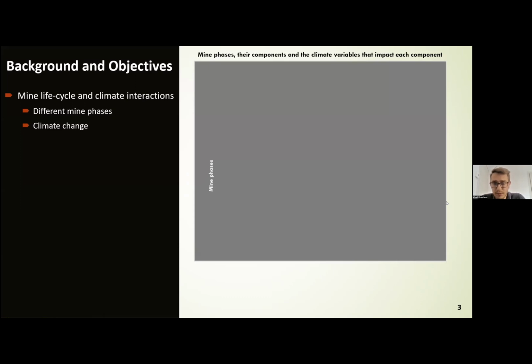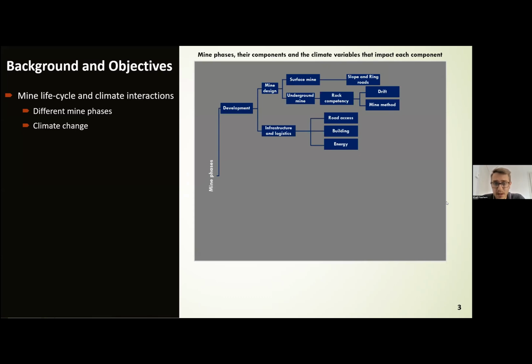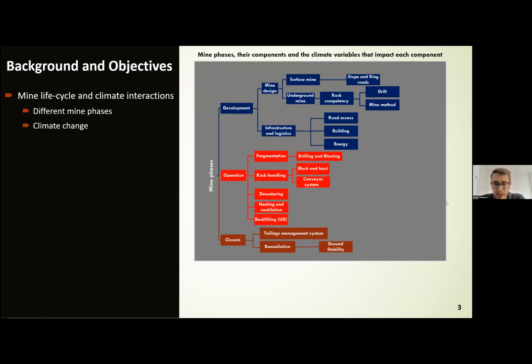Starting with the background information, each mine goes through a life cycle that consists of different phases and components. That is the development phase that includes the mine design, infrastructure, and logistics of a mine. The operation phase that includes fragmentation of the ore, the materials handling systems, and many other components. And finally, the closure phase, which is the last phase of a mine life cycle and includes managing the tailings storage facility and site remediation.